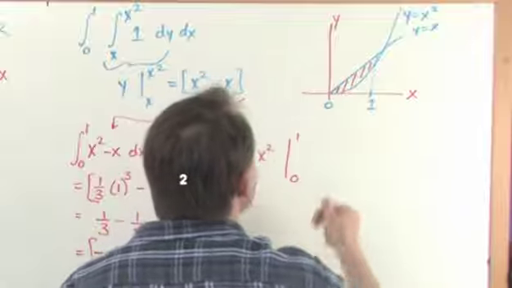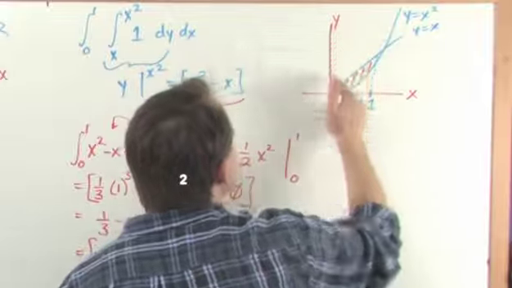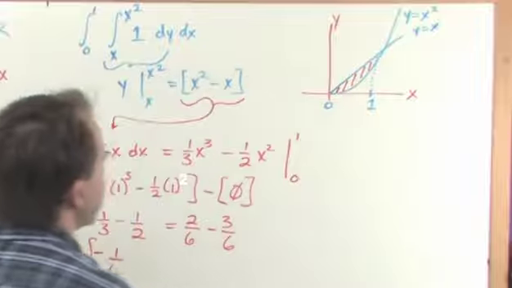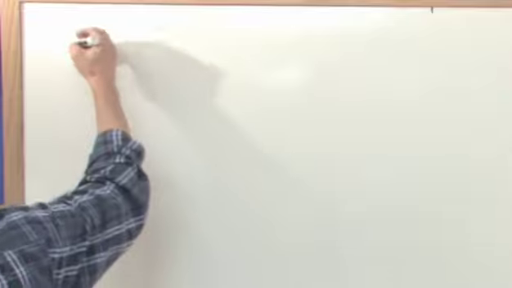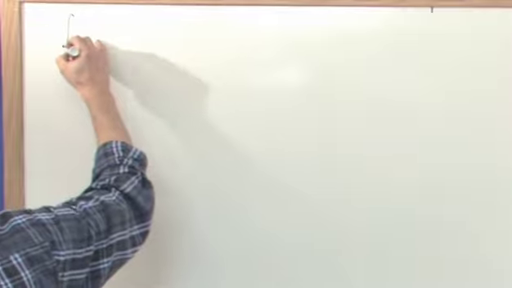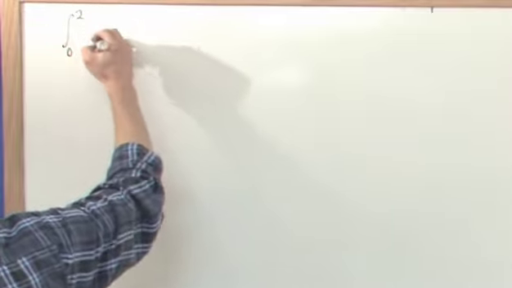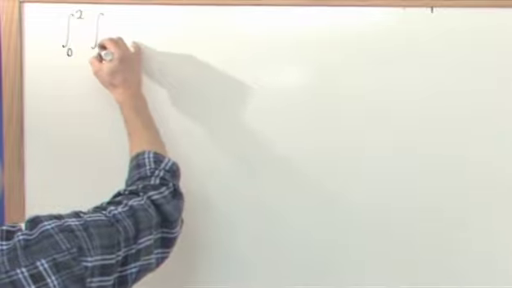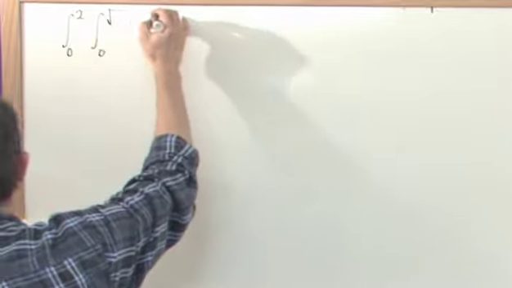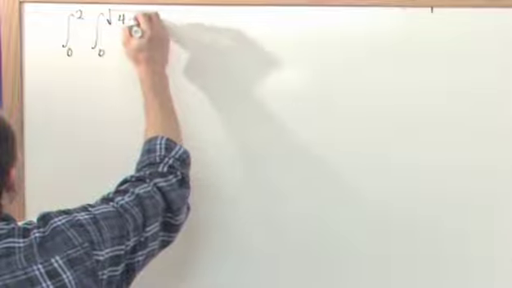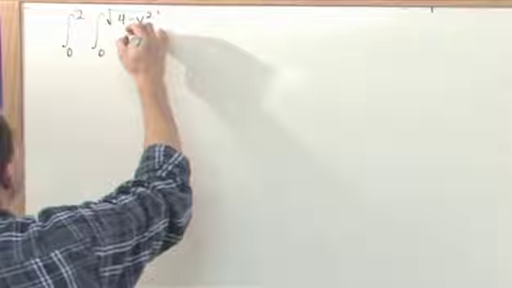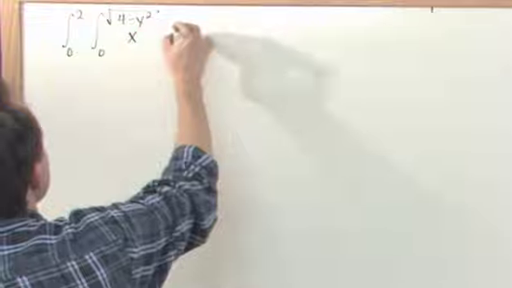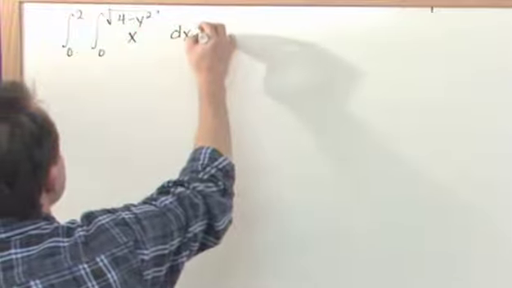This is a vertically simple region because I can cut like this and only cross the function one time. Okay, let's continue on to another example. Integral from 0 to 2, integral from 0 to the square root of 4 minus y squared. The function I'm integrating is x, and I'm integrating along dx dy.